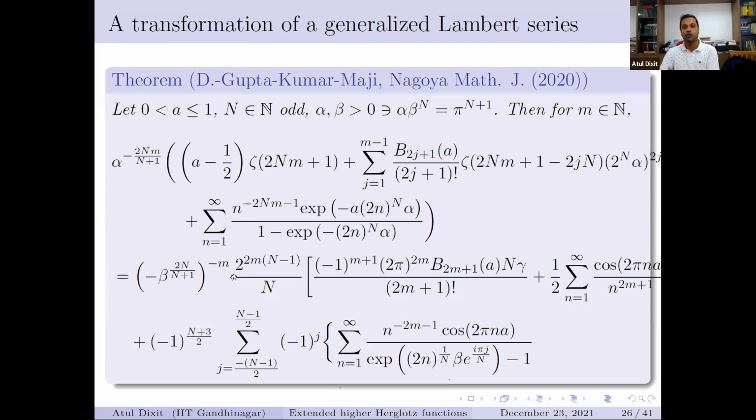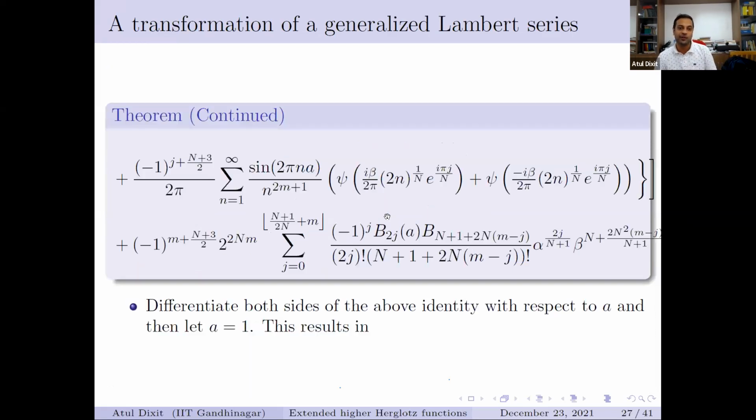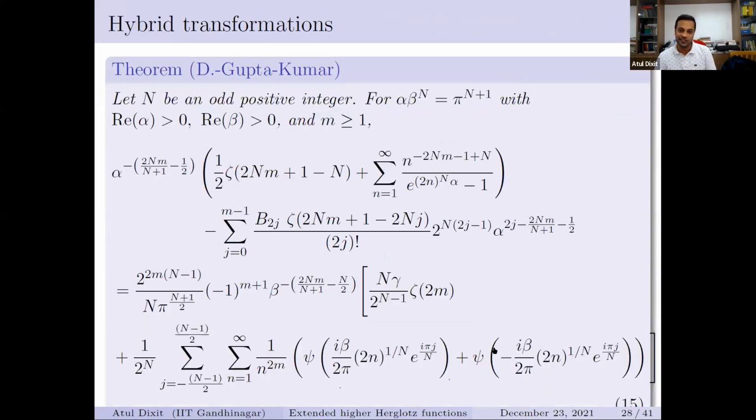Let me also go over one transformation of a generalized Lambert series. So this formula I already showed you before. It has this A and capital N, and when both of them are equal to 1, then this gives us Ramanujan's famous formula. But now you have a real valued parameter, right? A. So differentiation is possible. If you differentiate both sides with respect to a and then let a be equal to 1, you get a really nice result, which is here.